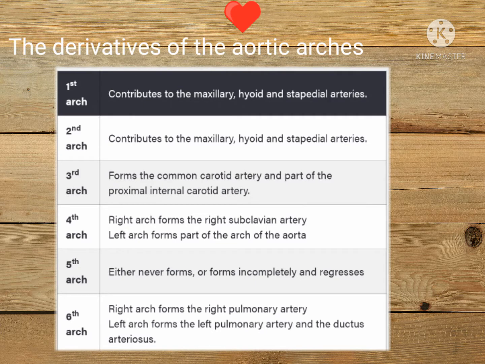Third arch forms the common carotid artery and part of the proximal internal carotid artery. Fourth arch, right arch, forms the right subclavian artery. Left arch forms part of the arch of the aorta. Fifth arch either never forms, or forms incompletely and regresses. Sixth arch, right arch, forms the right pulmonary artery. Left arch forms the left pulmonary artery and the ductus arteriosus.